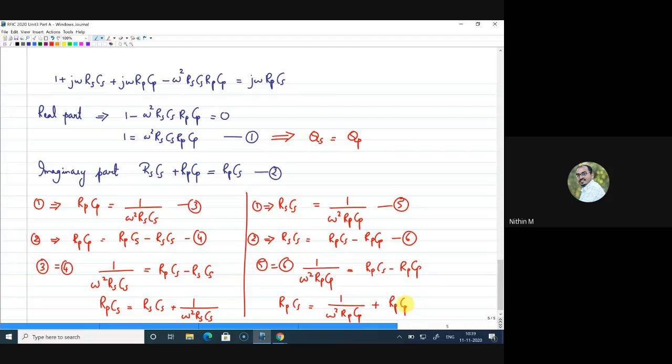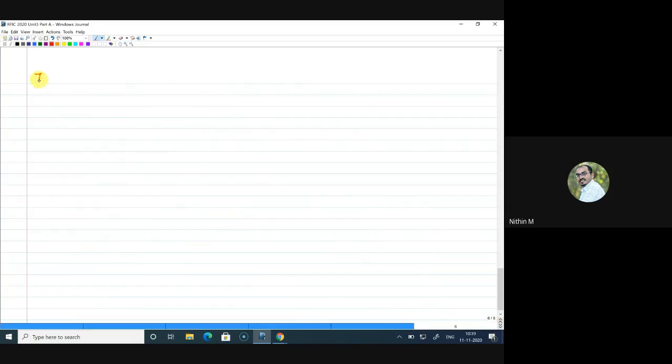Now I have two equations with me. This is equation number 7 and this is equation number 8. From equation number 7, if I divide both sides by the capacitance value of Cs, I can write Rp is equal to Rs plus 1 by omega square into Rs into Cs square. Right, that is from equation number 7.